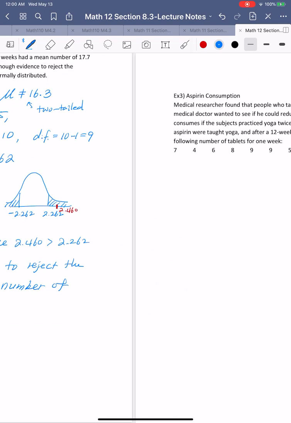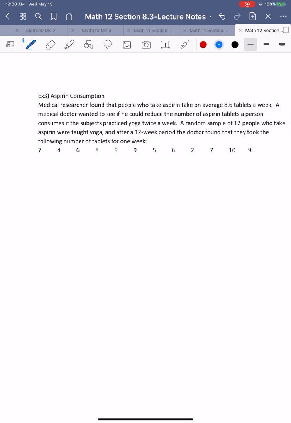All right, next page. Aspirin consumption. A medical researcher found that people who take aspirin take on average 8.6 tablets a week. A medical doctor wanted to see if he could reduce the number of aspirin tablets per person consumed if the subjects practice yoga twice a week. A random sample of 12 people who take aspirin were taught yoga, and after a 12 week period the doctor found that they took the following number of tablets for 1 week. So 7, 4, 6, 8, like that, okay?